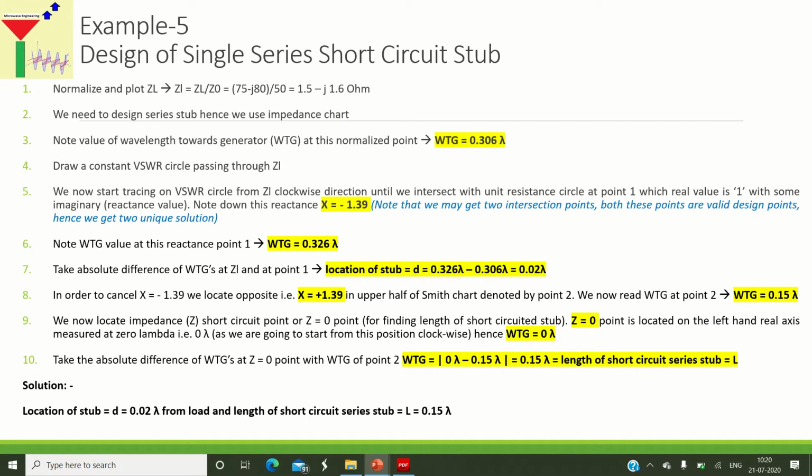So the first step in the solution is to normalize and plot the given load impedance. After normalization, we will find ZL bar, which is ZL normalized, that we are going to represent in the Smith chart.